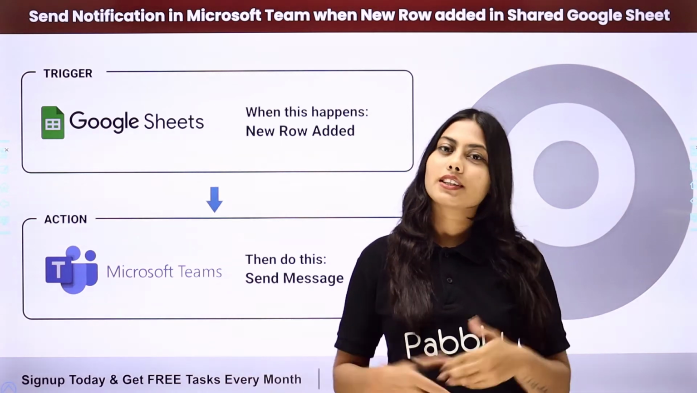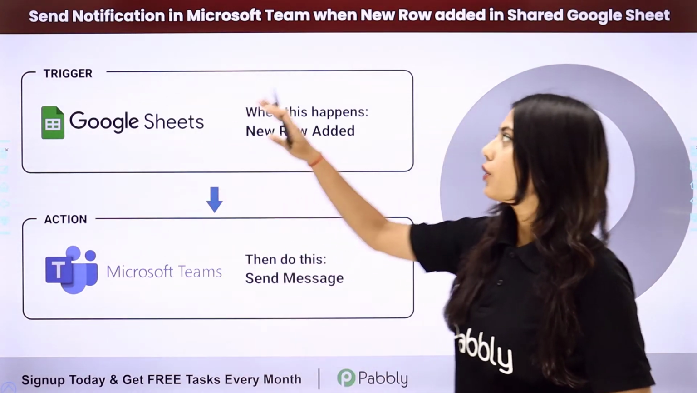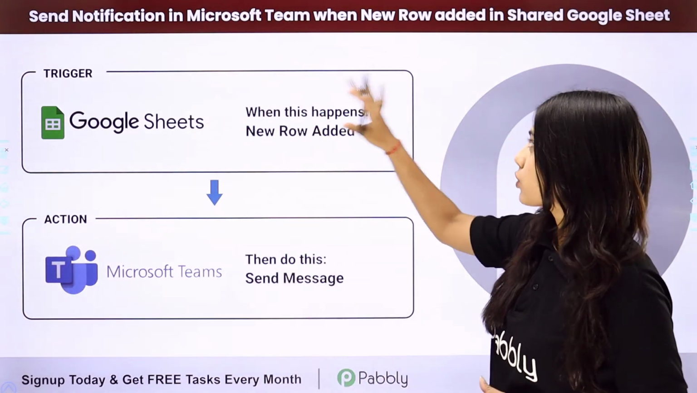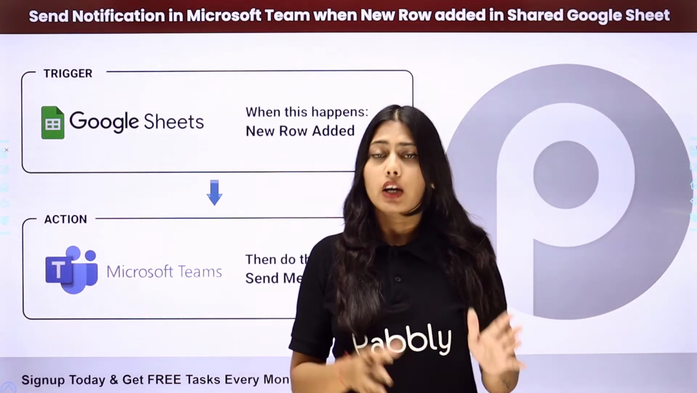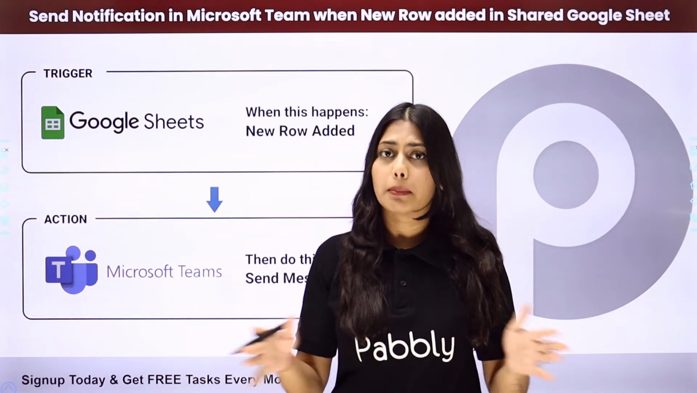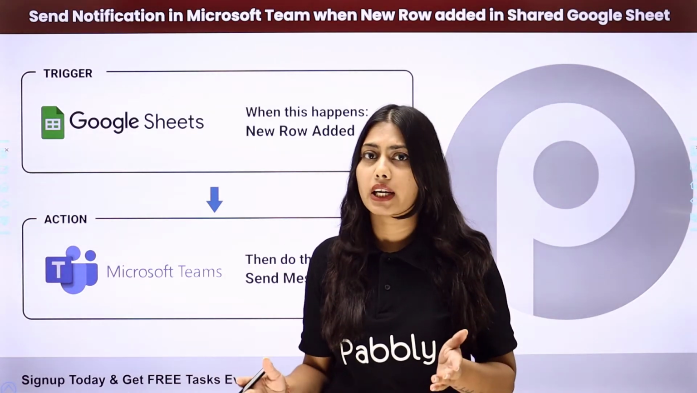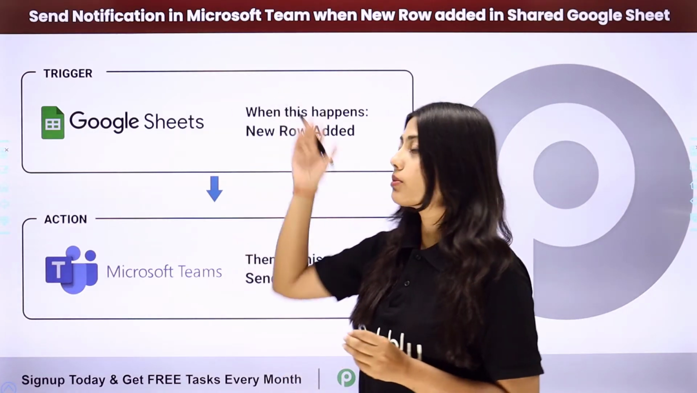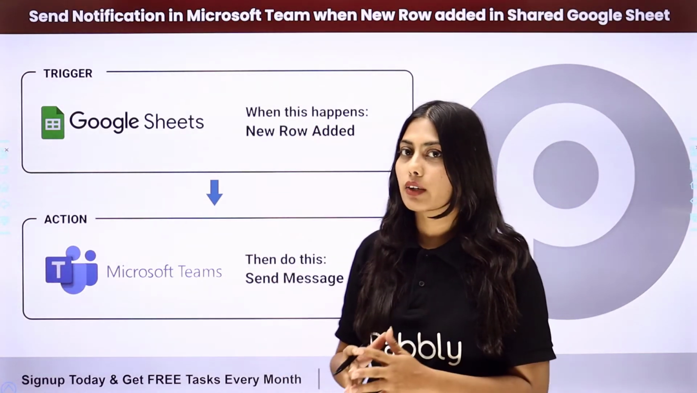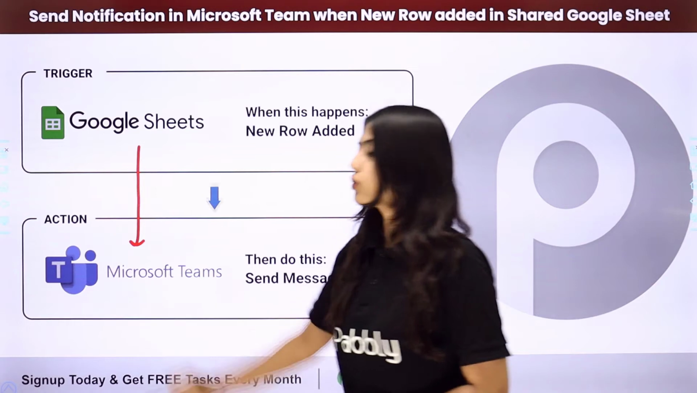Hello everyone, in this video we are going to learn how you can send notifications in a Microsoft Teams channel when a new row is added in a shared Google Sheet. A Google Sheet which is shared among team members, and whenever that sheet row is updated or a new row is created, a channel message in Microsoft Teams will be sent. So here we are going to integrate Google Sheet and Microsoft Teams.